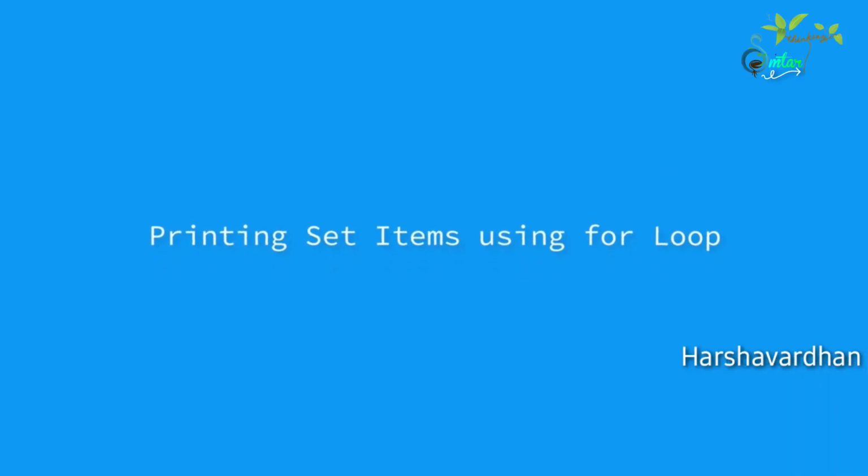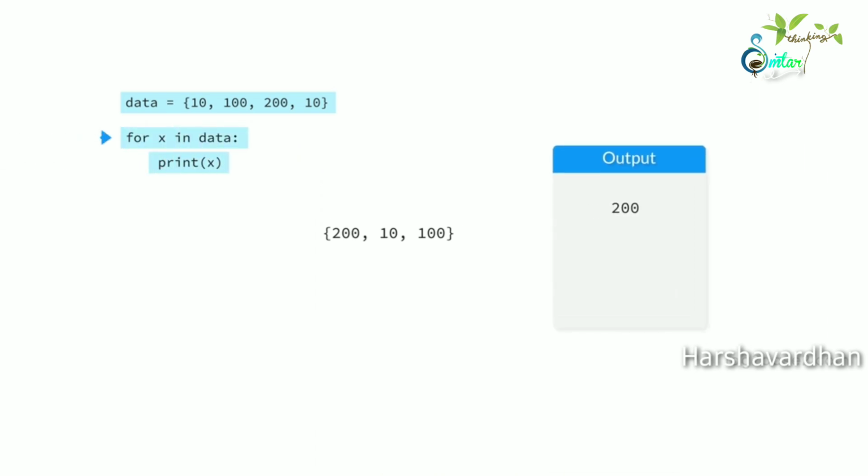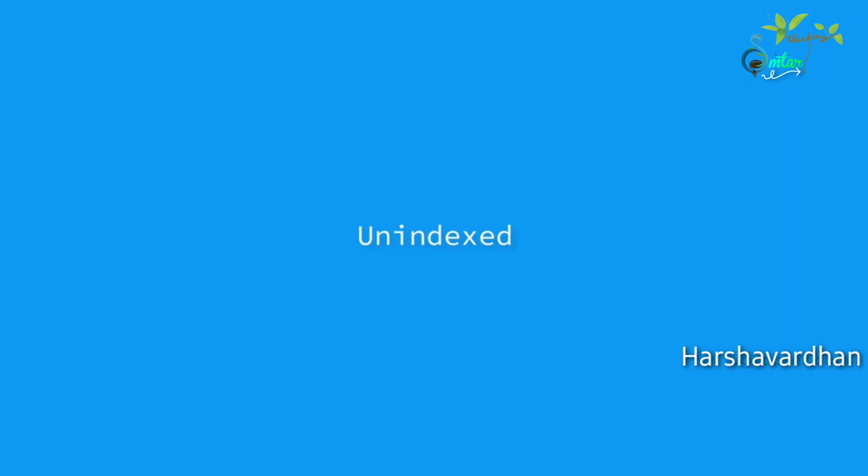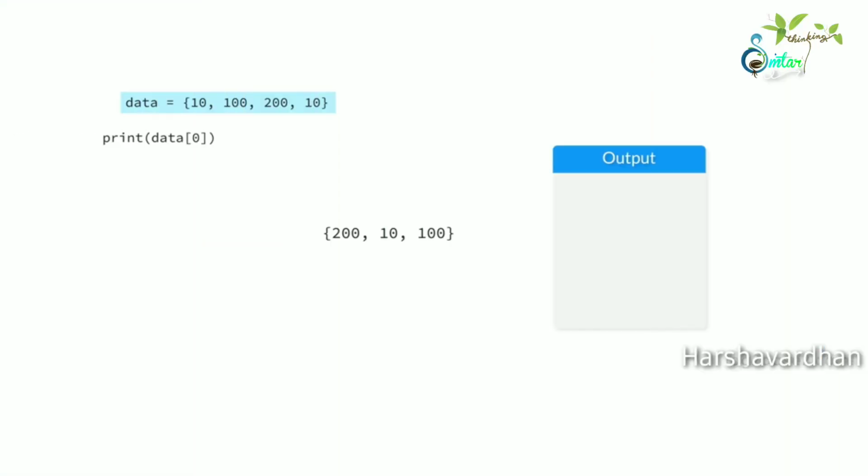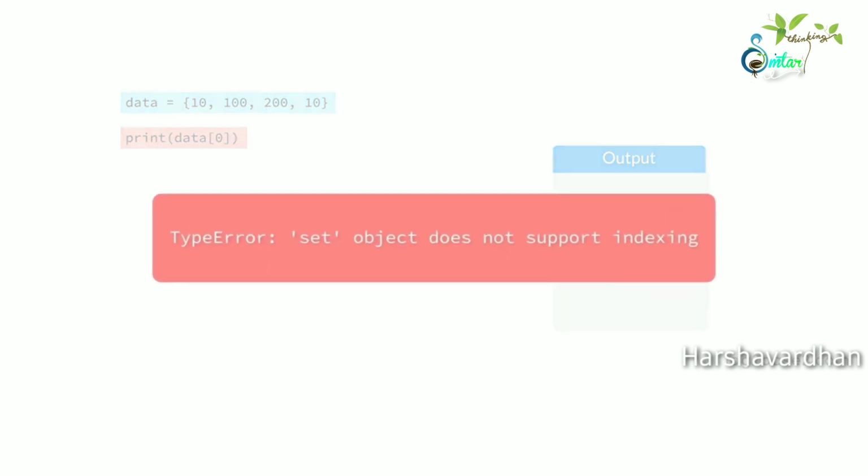Now let us see how to print items using a for loop. We simply write for x in data, print x, and each item is printed. One important thing to note about a set is that it is unindexed. That's why it does not support indexing. So if we write print data of 0, we expect 200 to be printed, but we get this error.